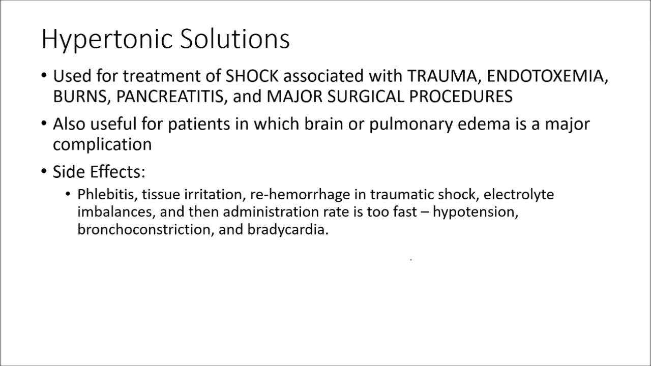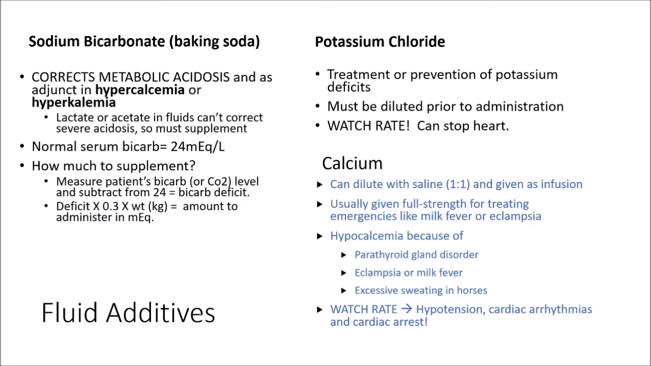Some fluid additives. When we talk about spiking the fluid so that we can supplement things that are missing, we can supplement sodium bicarbonate. This is basically baking soda. It corrects metabolic acidosis and can be used as an adjunct if we have hypercalcemia or hyperkalemia. Lactate or acetate in fluids really can't correct severe acidosis, so if we're using Ringer's solution or sodium chloride, we're going to add sodium bicarbonate to this.